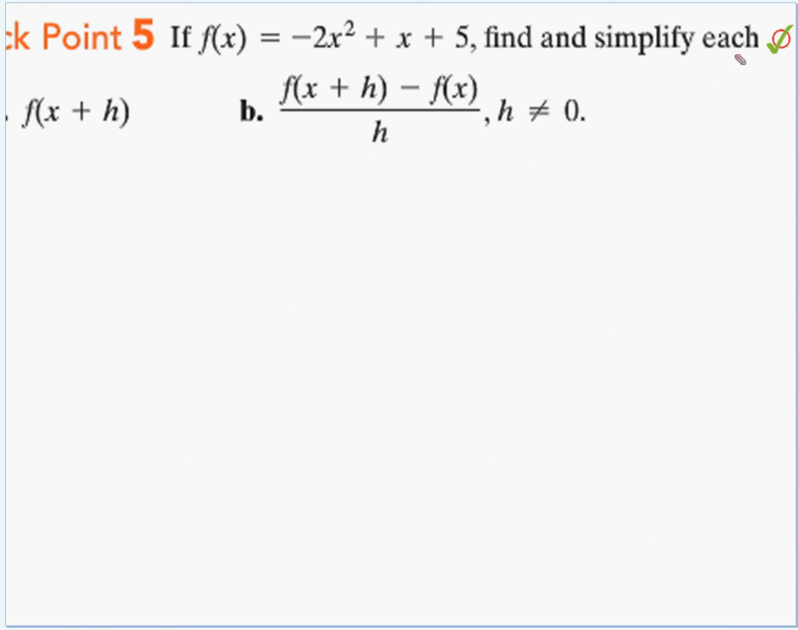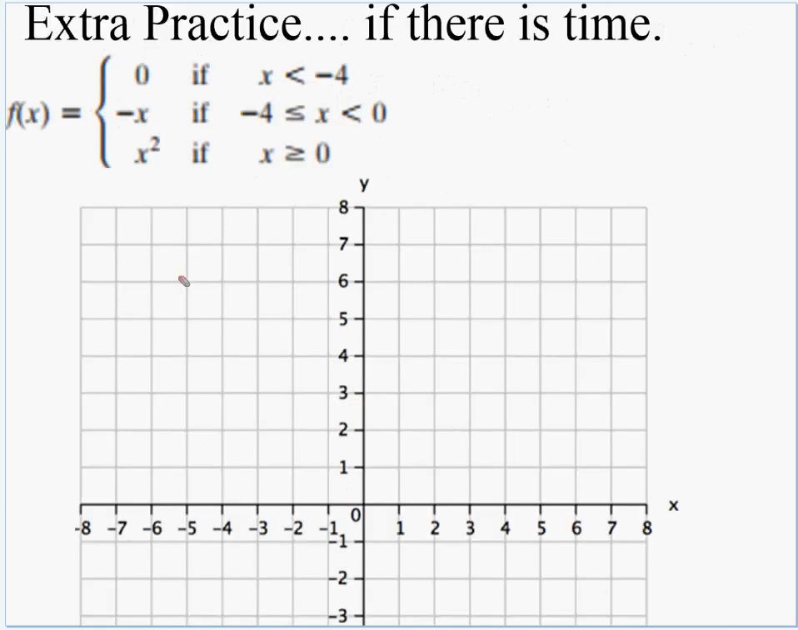Okay, I think that is the end. Extra practice if there's time. If you feel like, here's a triple piecewise function to graph, you could pause the video and then try to graph this and then start it back up, see if you got it right.